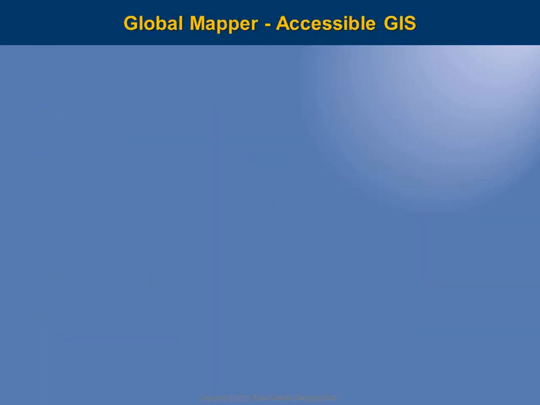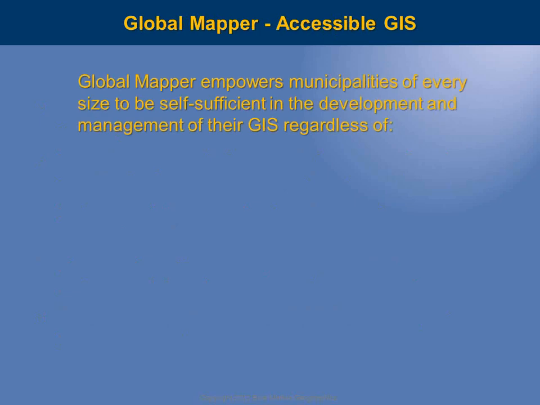By way of wrapping up, we introduced the idea of accessible GIS at the beginning of our presentation, and we're going to define that in a little more detail. We like to think that Global Mapper empowers municipalities of every size to be self-sufficient in the development and management of their GIS. Basically, you can do this work yourself.